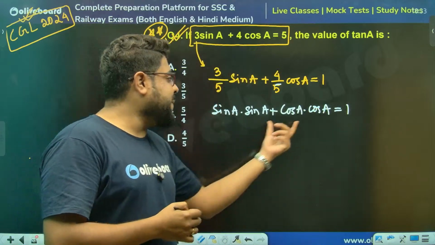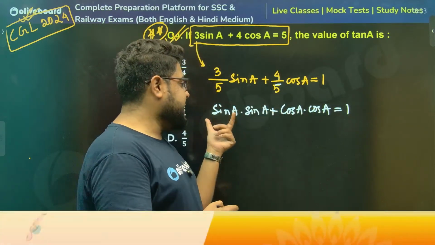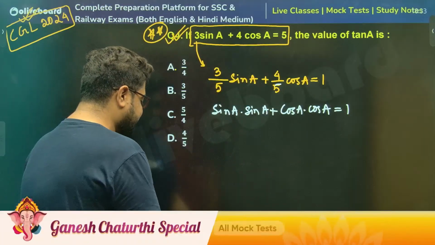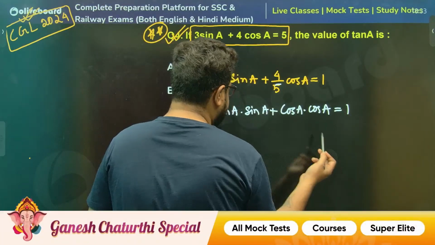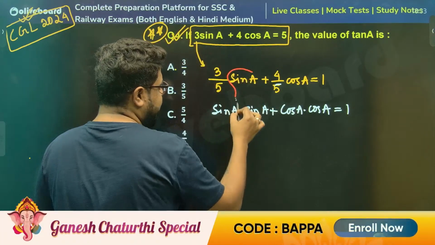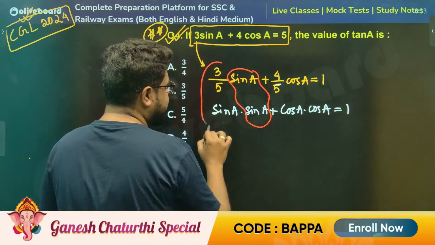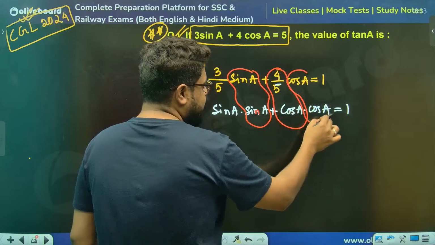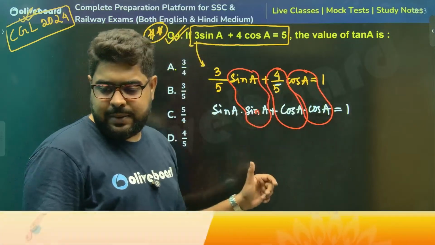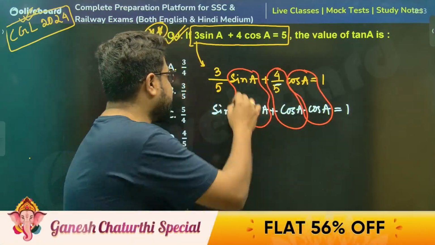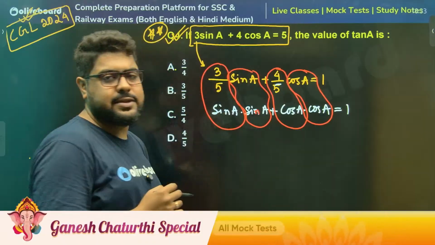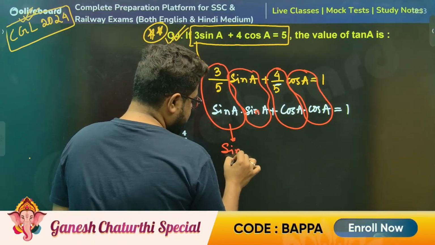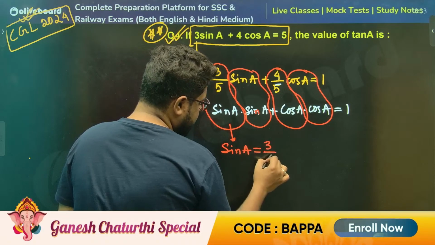Meaning sine square A plus cos square A is 1. So I've written sine square A like this so that I can compare. That's all, no hidden agenda. So sine A and sine A are the same, so this must be sine A, and this must be cos A, because that is how they can be equal. Because both are 1, both have to be equal. So sine A has to be this.